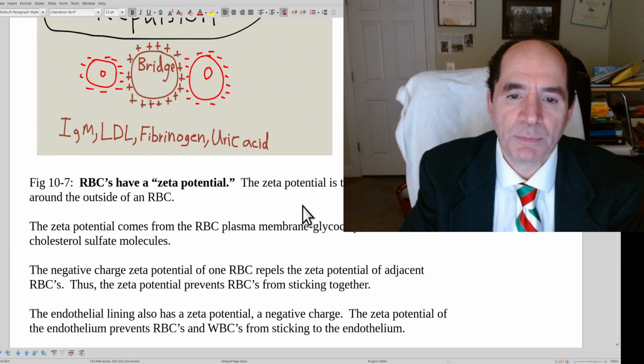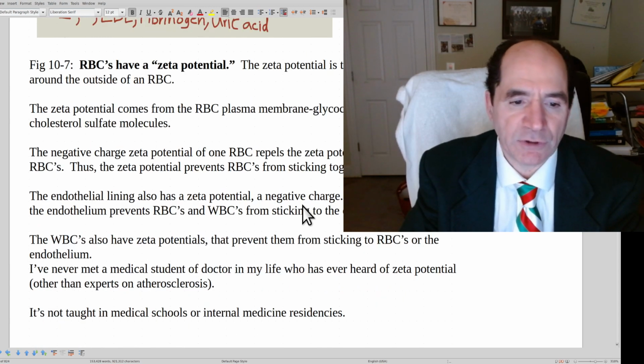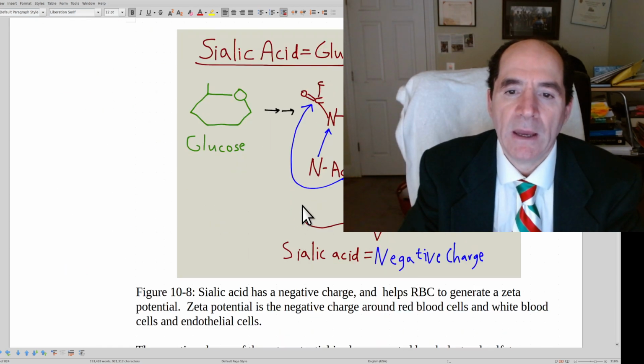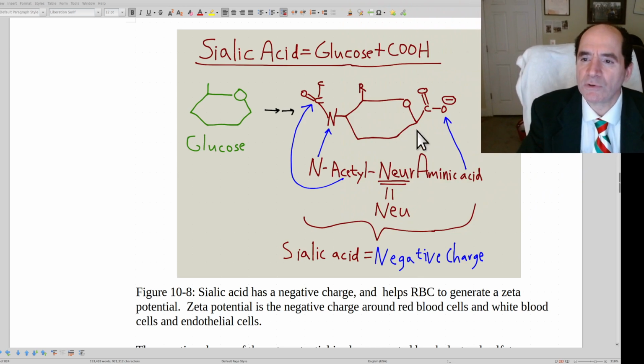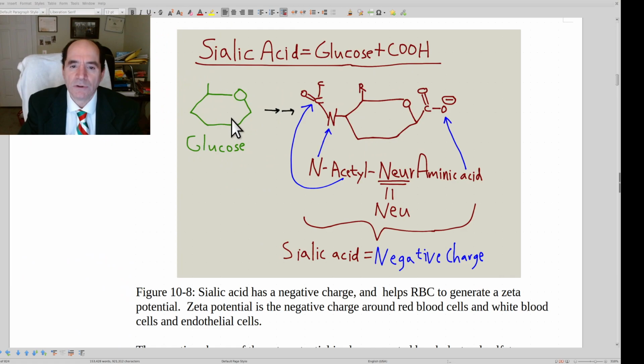Zeta potential, super important. So what creates a zeta potential? Well, you can get it from sialic acids. That's got a negative charge. You can get it from cholesterol sulfates. You can also get it from heparin sulfates, okay? I'll show you just an example of a sialic acid. So sialic acids, think of them as just being like glucose with a carboxylic acid added onto it. There's a little more to it than that, but that's all you need to know. So here's a glucose, here's a carboxylic acid. You stick that on there, it becomes deprotonated in the blood at physiologic pH, and now you've got a negative charge. All right. So that's one of the things that helps red blood cells generate a zeta potential.